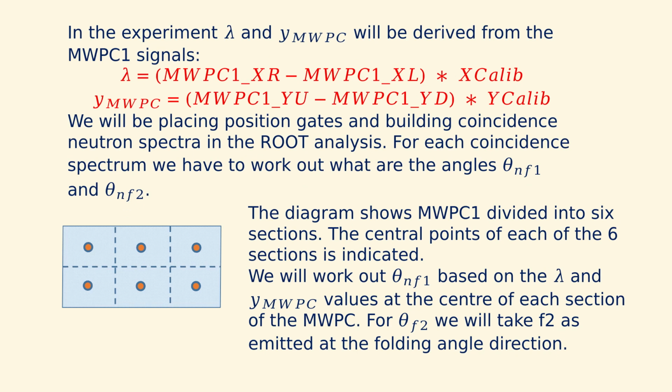So I am showing here the MWPC divided into 6 sections. The central point of each of the 6 sections I have marked here with a red dot. Now we are going to work out the angle theta NF1 based upon the lambda and the YMWPC value at the center of each of these 6 sections. For theta F2, we will take the angle considering the folding angle. If F1 has gone in the direction of the red spot, the angle at which F2 would have gone is known because of the folding angle. The folding angle can be calculated from fission kinematics, so for your reaction, the folding angle is known.